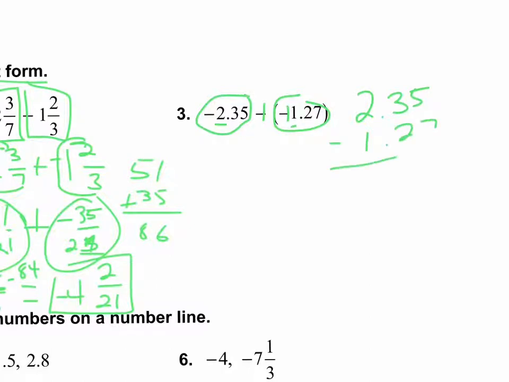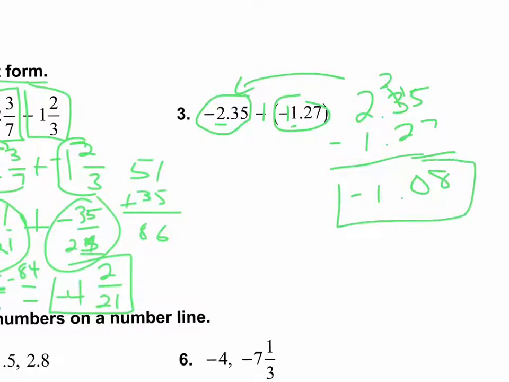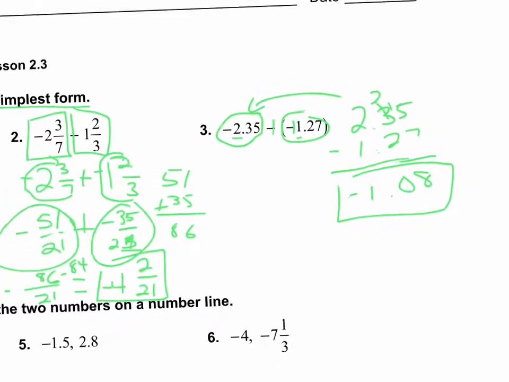1.27, opposite terms we subtract. So I borrow from 3. That's 15 minus 7 is 8. 2 minus 2 is 0. 2 minus 1 is 1. And 2.35 was bigger, which is negative, so we keep the negative: negative 1.08. So that is how you add or subtract. That is how you subtract rational numbers.